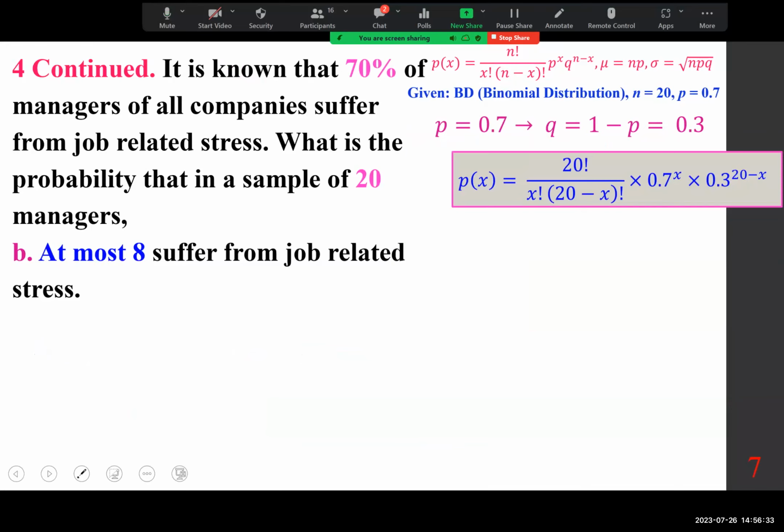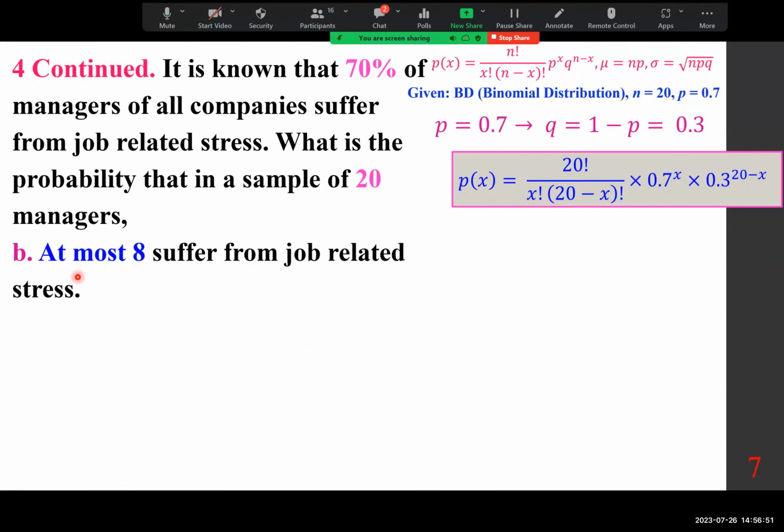Now we're going to repeat the same question, but part B, see, part A was exactly 8, but this is at most 8.